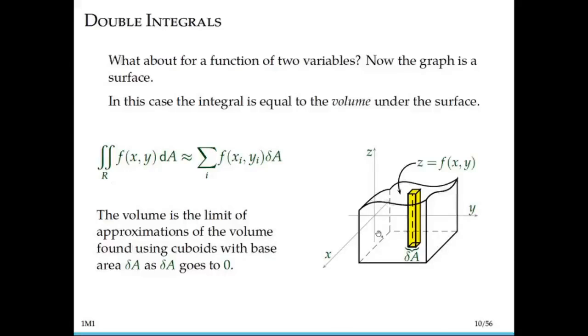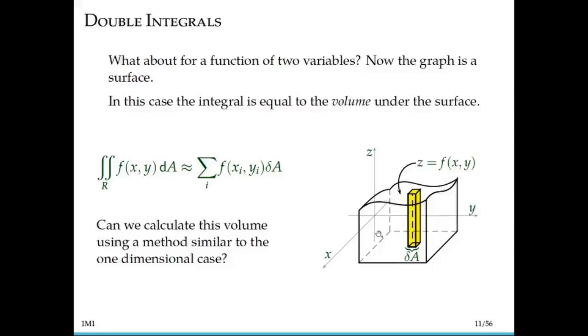Of course, dividing up the region into these small boxes and then approximating the volume by cuboids is not a very practical way to compute the volume. It might be something you could do in some cases. But we want to know, is there something similar to the fundamental theorem of calculus that we have for integrals when there's only a single variable that we can apply for double integrals? So can we calculate this volume using a method similar to the one for the one-dimensional case?